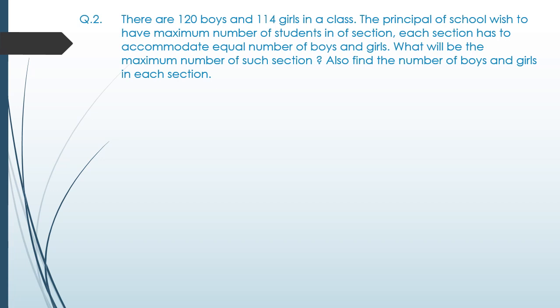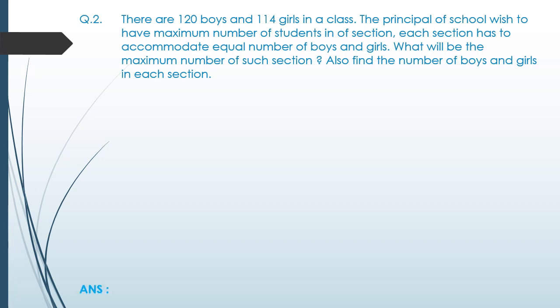So what we have to do now: we are given 120 boys and 114 girls. We are supposed to form sections in which there will be an equal number of boys and girls in each section. So how many sections can be made? Clearly, the number of sections cannot be greater than the number of students available, so the number of sections will always be less than the number of students. So here once again we need to find the HCF of the given two numbers, because it will give us an answer smaller than the given two numbers.